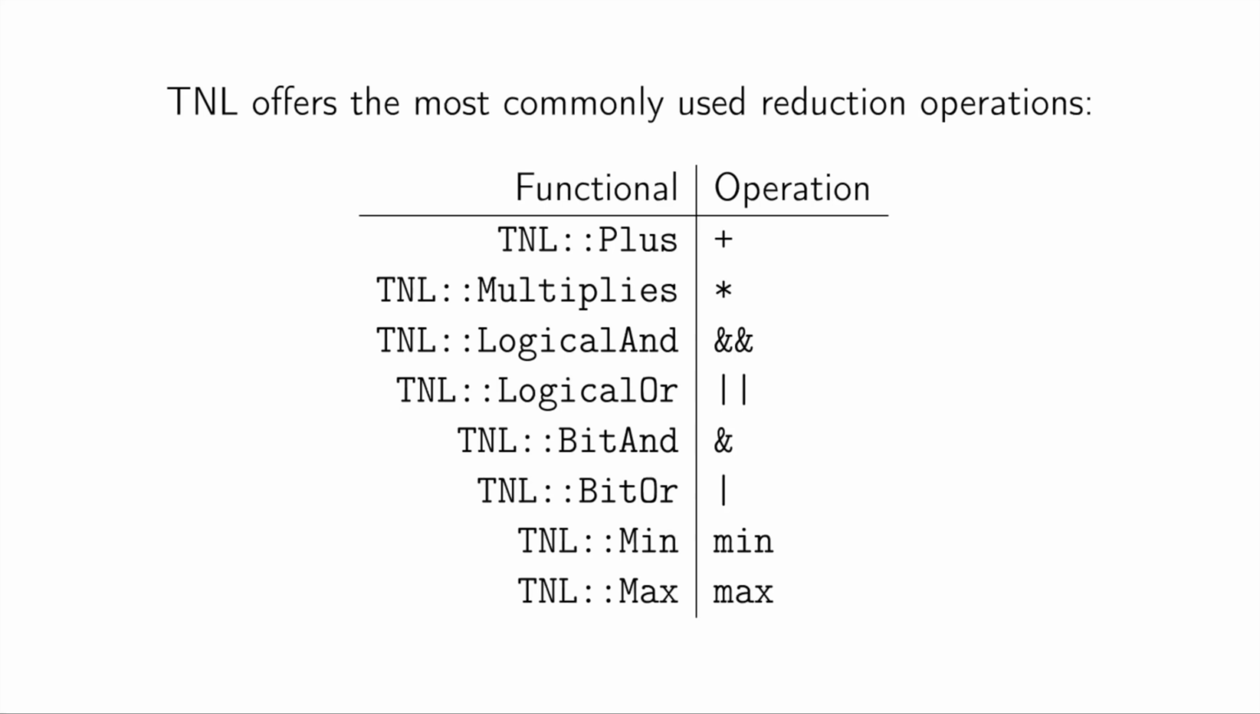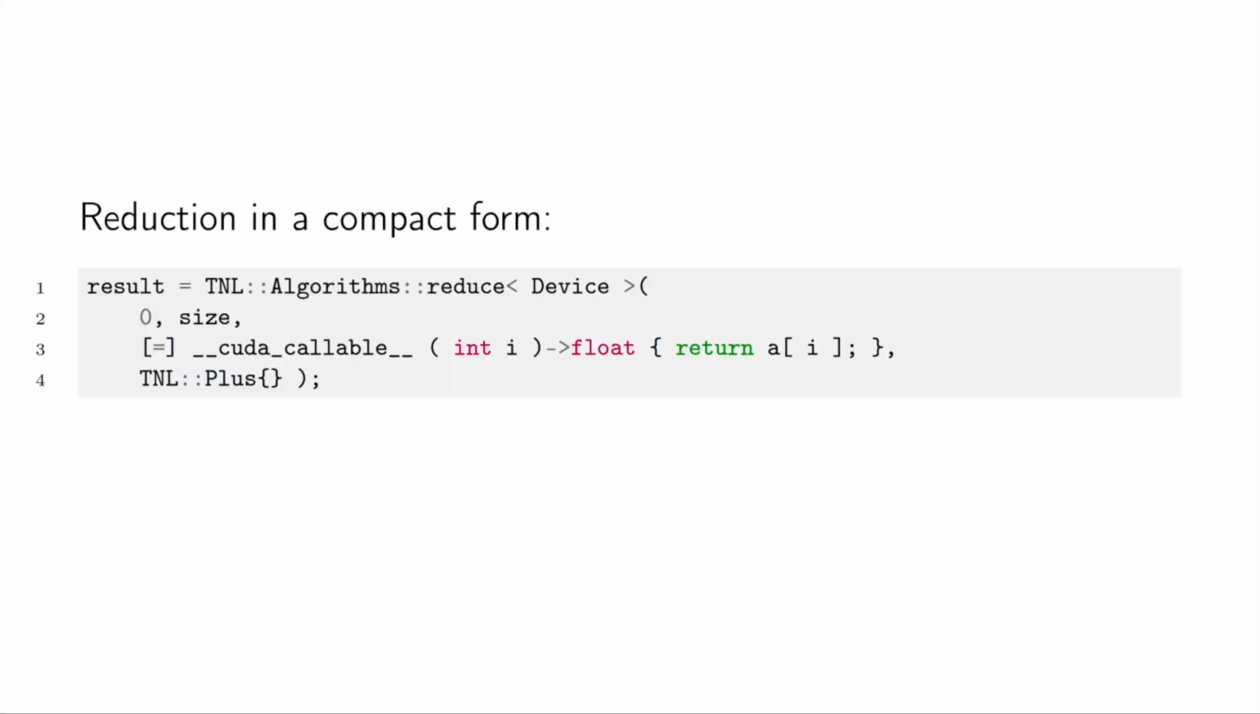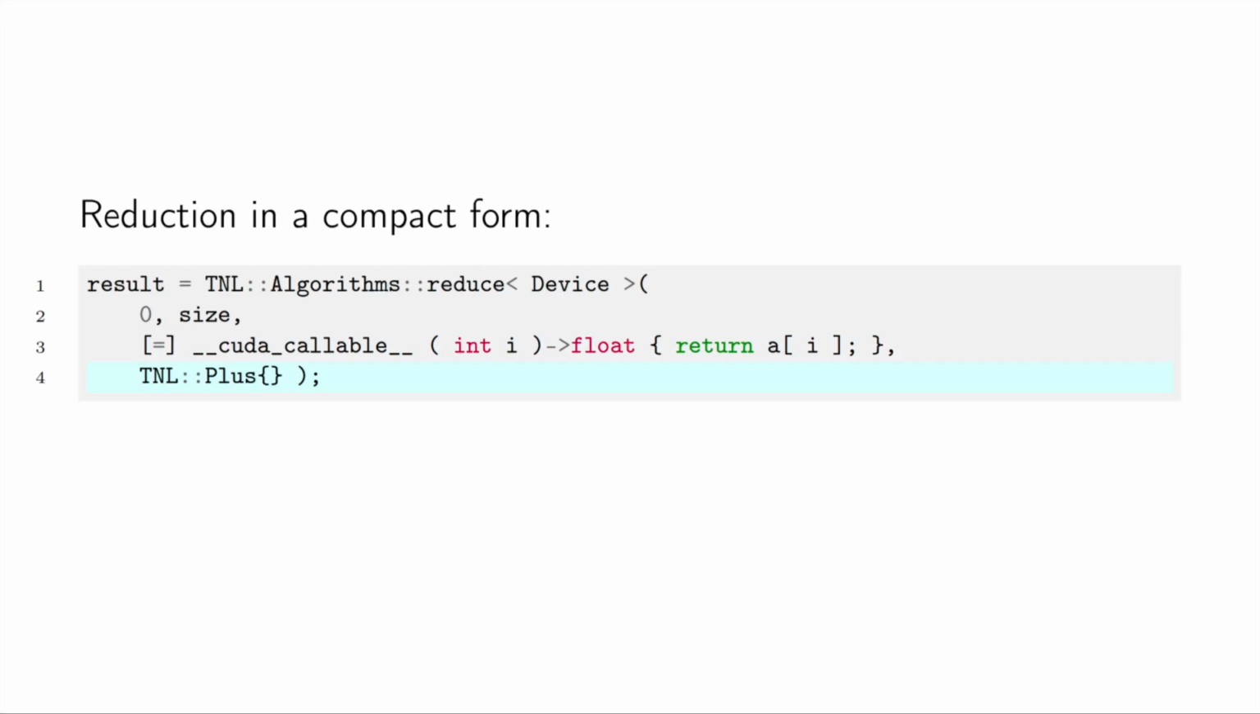These functors contain both the definition of the reduction function and the identity element. The entire reduction can be then written in this compact form. Here we only define the fetch lambda function, which we don't even have to name, and we specify its definition directly in the parameter of the reduce function. As mentioned earlier, the TNL plus functor replaces the reduction lambda function and the identity element here.